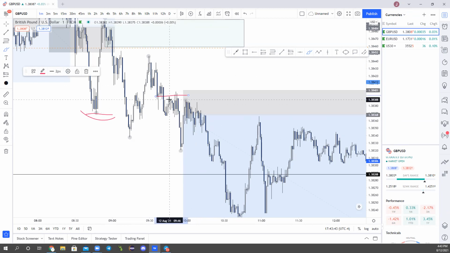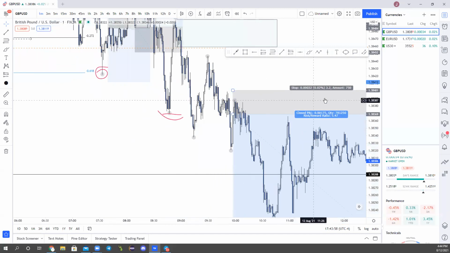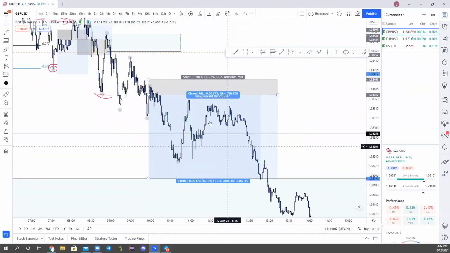The only region that was untested was this. This had not been tested after we made this low. So I put my entry here, right at this imbalance fill and kind of the last up close before the down move. And then I targeted my higher time frame POI right here.